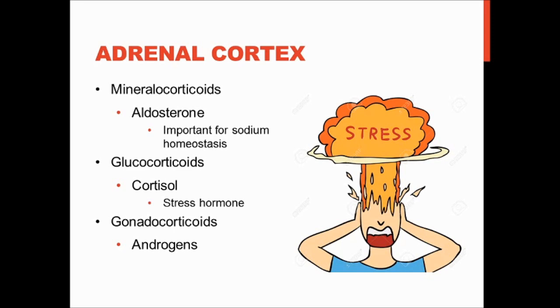For glucocorticoids, the one that you've probably heard of the most is cortisol. It's our stress hormone. When you're extremely stressed out, your cortisol will rise, and it will cause a lot of things like weight gain, stretch marks even, cloudy mind. For gonadocorticoids, androgens are generally secreted by the adrenal cortex. Androgens are generally what's considered to be things like testosterone, things of that nature.